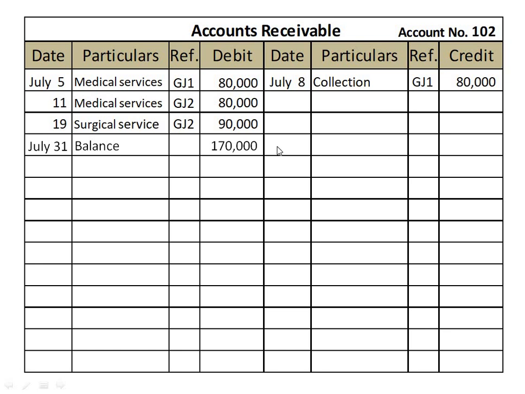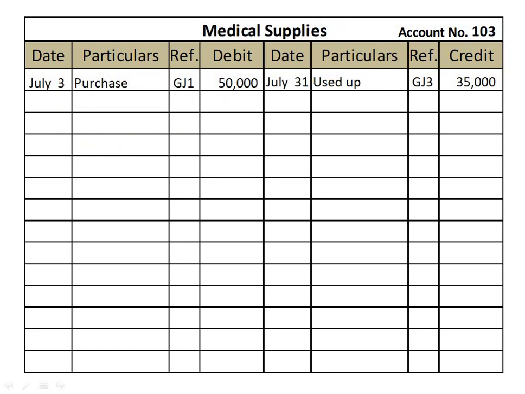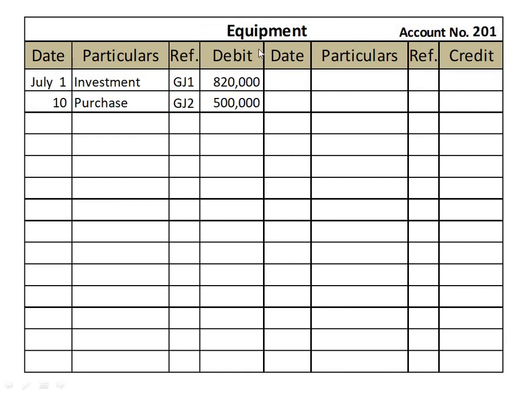Back to what we were doing. What do we need to do with this 170,000 balance? Double rule. Medical supplies now. How much is the balance? 50,000 minus 35,000 equals 15,000 debit balance at the end of July. This time, equipment with two figures, both on the debit side. So, we just put 1,320,000 debit balance.